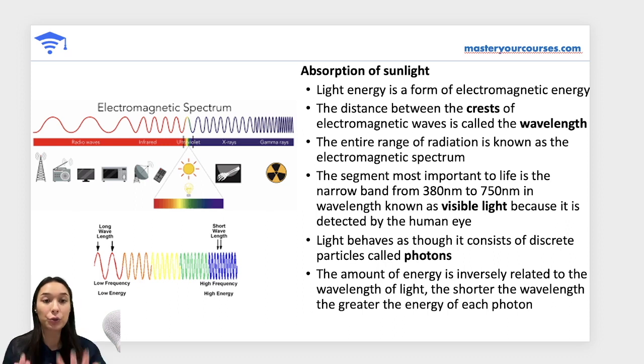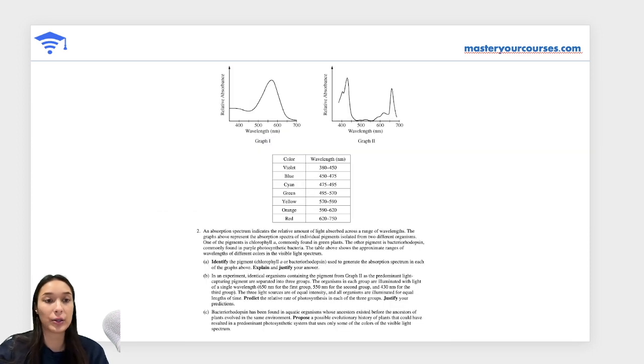So we're going to go through the lesson. I'll teach you everything that you need to know for action and absorption spectrums, and then we're going to do that practice question. Okay, so these first couple slides we're just going to be explaining absorption of sunlight and then the action absorption spectrum, and then we will go on to our practice question.